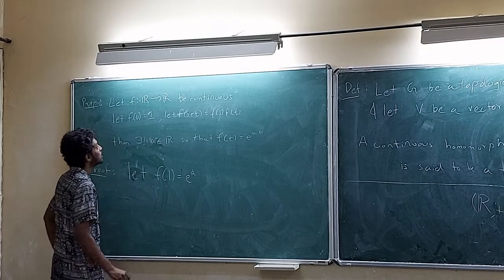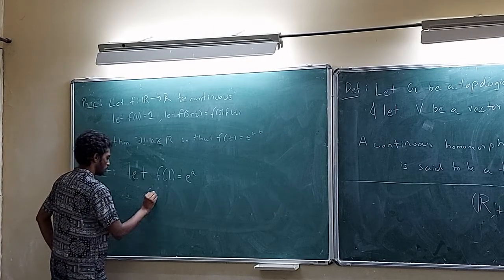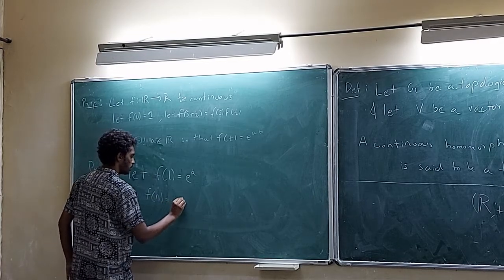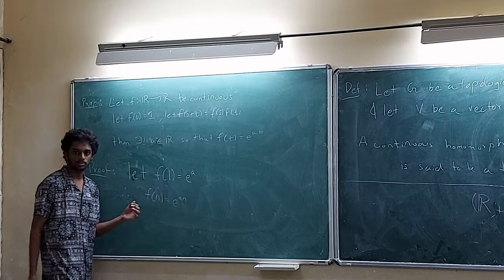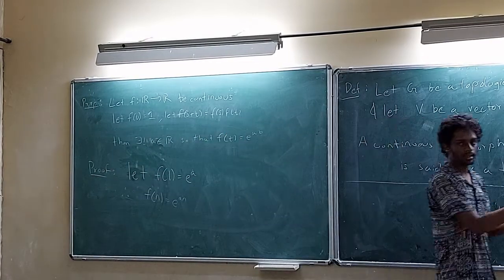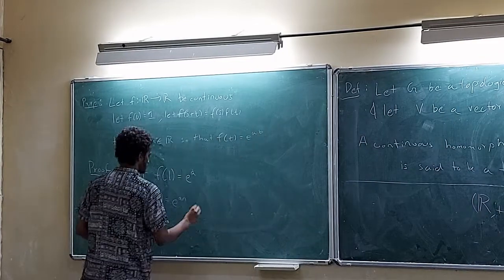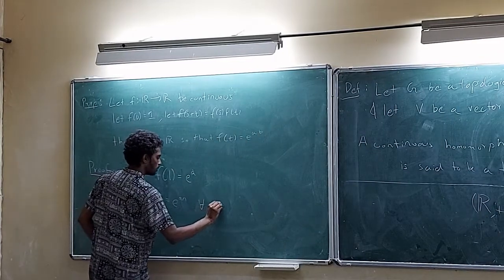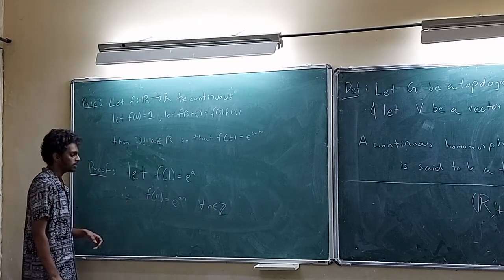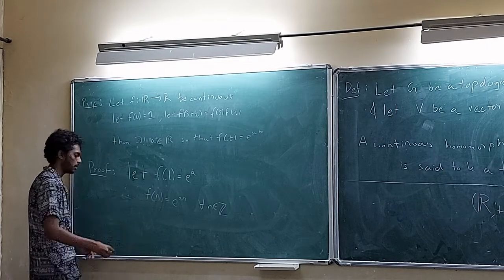The claim is that f of n is actually e power a n, right? Because we have additivity over integers. If we have f of 1, we can get f of n, and this will hold for all integers. And from this, it can again be trivially proved that f of t by q will be equal to e power a t by q.